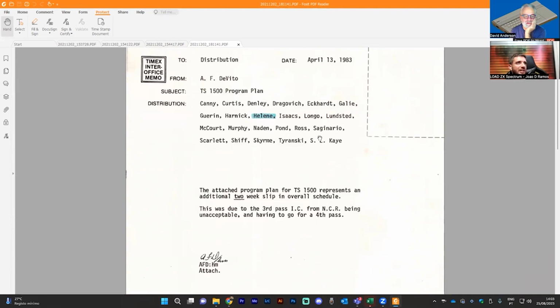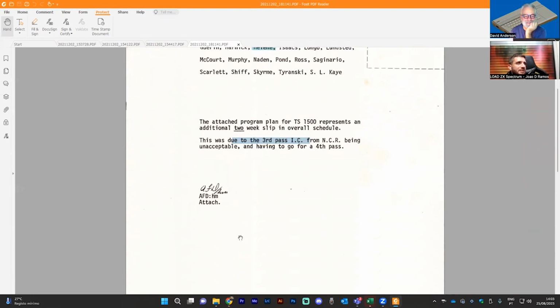Schiff we recognize. Kerm, Tivansky appears a lot. Pond, Nathan. The attached program plan for TS represented an additional 2 weeks slip in overall schedule. Is this the plan that they were asking for in the other telex? I think so. This was due to the third pass from NCR being unacceptable and having to go for a fourth pass. Yeah, we know about that.